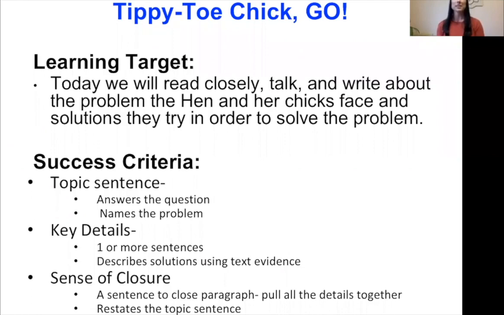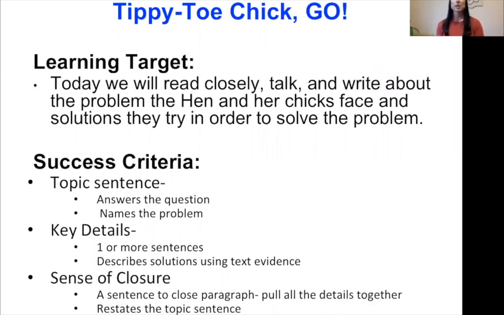Let's look at the success criteria for the learning target so we can know what it will look like to complete our task successfully. In order to have a complete topic sentence, you need to make sure that it answers the question and tells what the problem is, since that is what our learning target says.